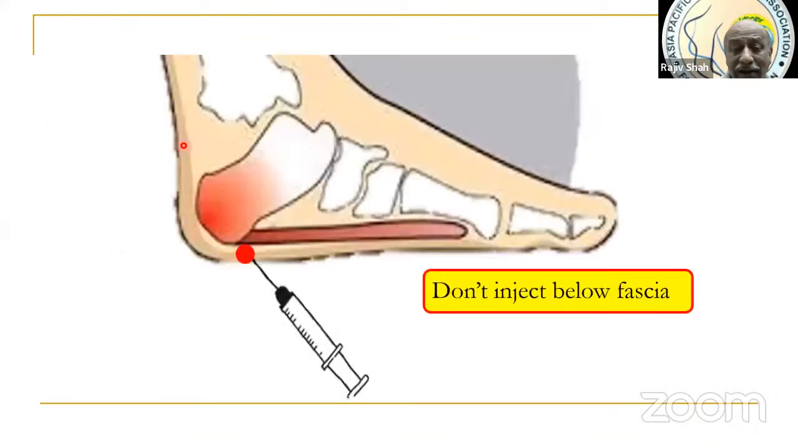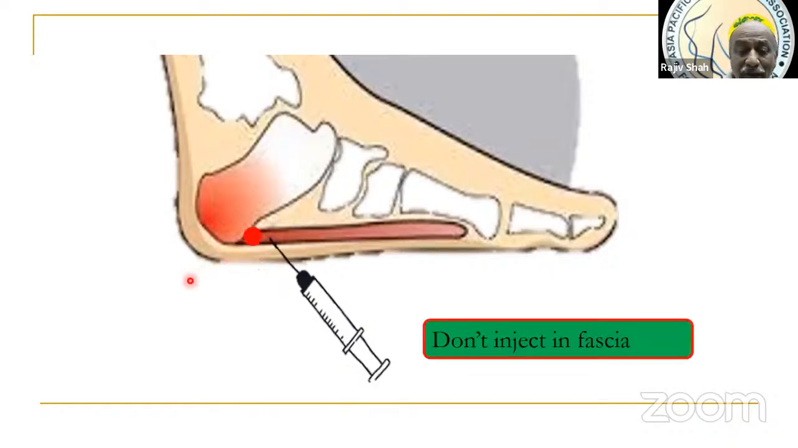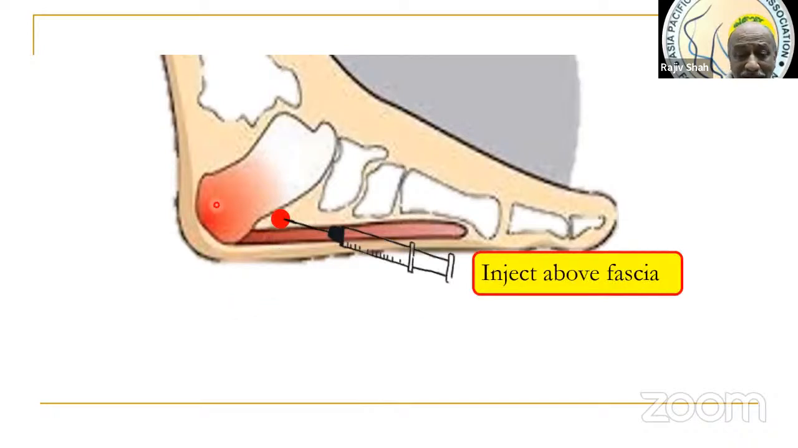So look at this slide. You don't inject below the fascia. If you inject here, the patient would have plantar fat pad atrophy for which there is no treatment. If you inject here, then the fascia would definitely rupture. So what you are doing is injecting anterior to the calcaneus and dorsal to the spur and the fascia. So inject dorsal to the fascia, anterior to the calcaneus. This is the site where you should be injecting for plantar heel pain.